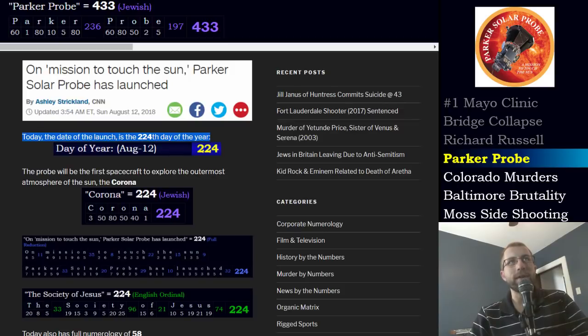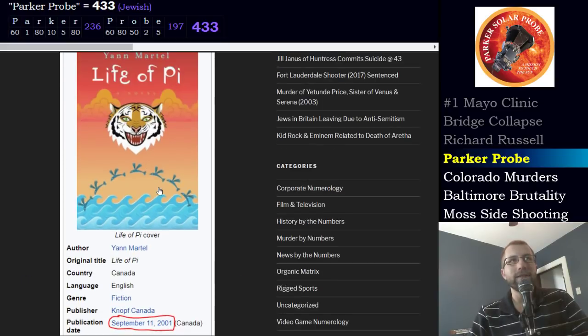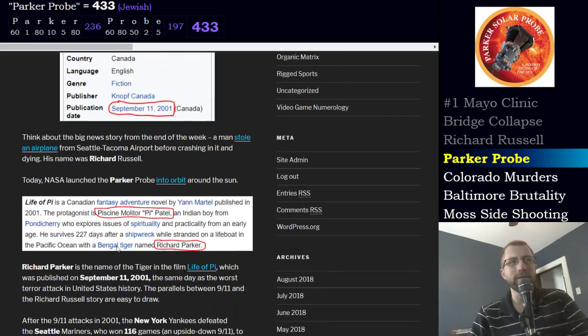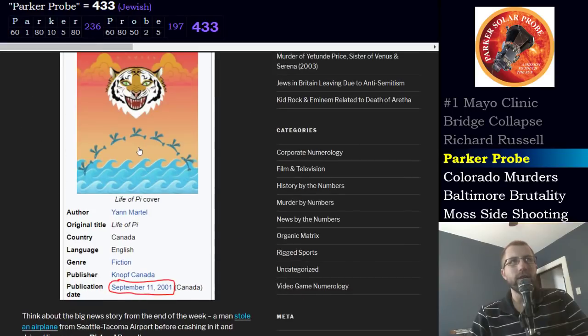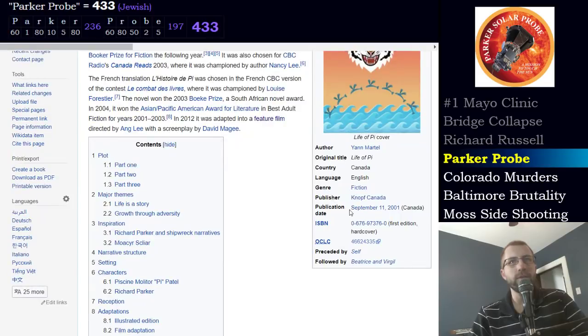He pointed this out to me, and it's really interesting, right? There's this movie called Life of Pi. And the tiger, I think it is named Richard Parker, right? Is it the tiger? Yeah, the Bengal tiger is named Richard Parker. And look at the published date of Life of Pi, September 11th, 2001. Can you believe that? Publication date 9/11, the same date as the 9/11 attacks.